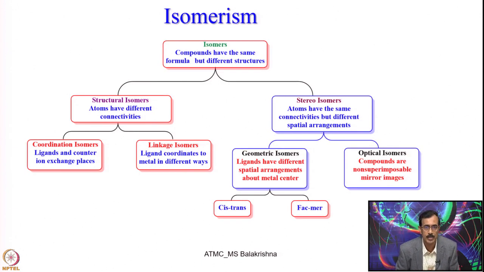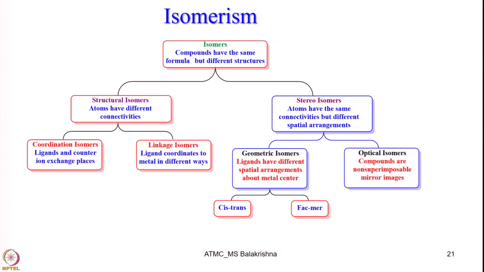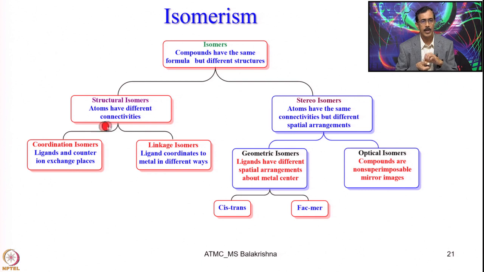Now, let us look into isomerism. And you know that isomers are nothing but compounds that have the same formula but different structures. So, again these isomers can be classified into two types of compounds, one is structural isomers, another one is stereoisomers. In the structural isomers, we end up with a lot of isomers. Here atoms have different connectivities, that means you can also have coordination isomers and linkage isomers. And in the coordination isomers, ligands and counterions exchange places, whereas in linkage isomers, the ligand coordinates to the metal in different ways. That means you have a ligand having more than one type of donor atom in it.